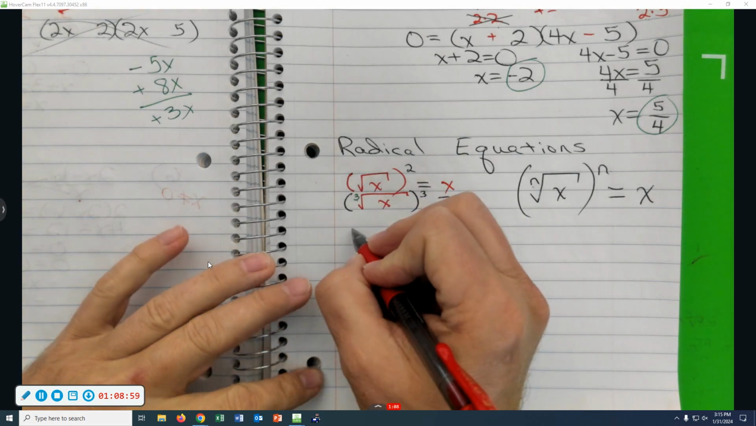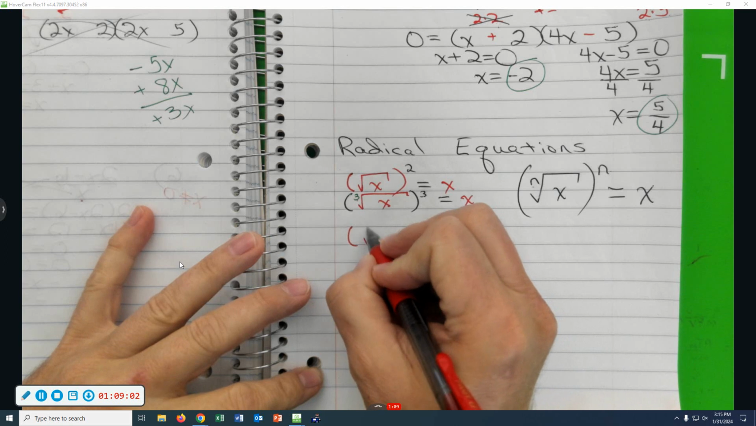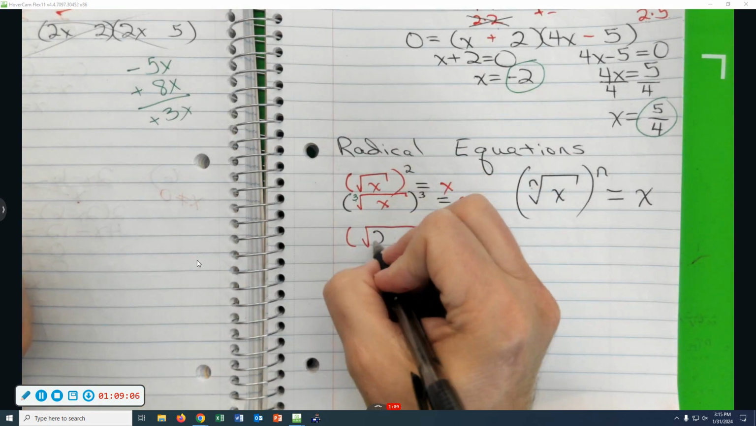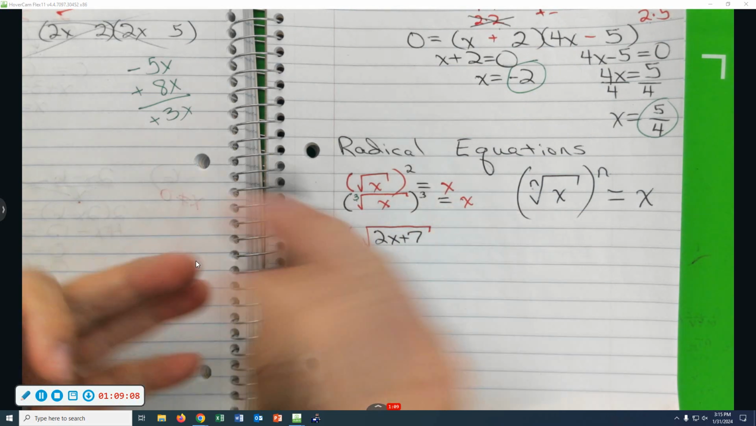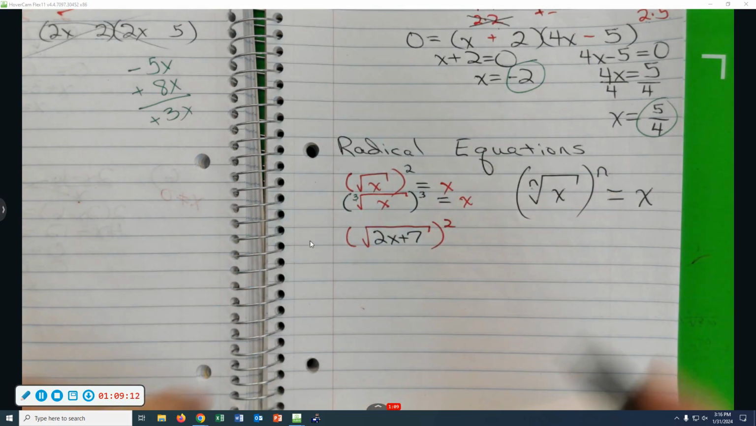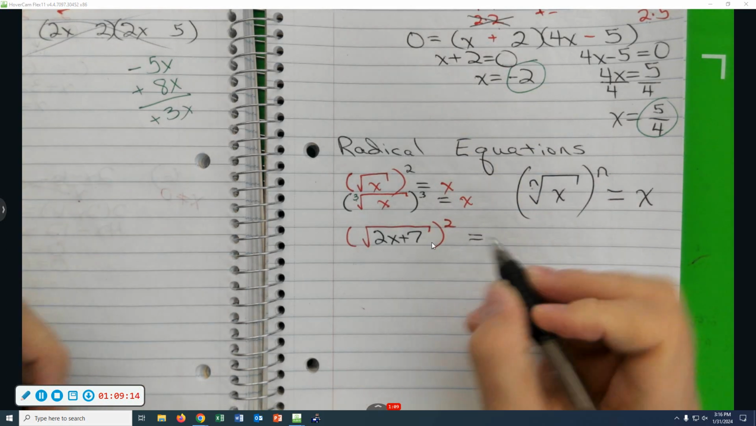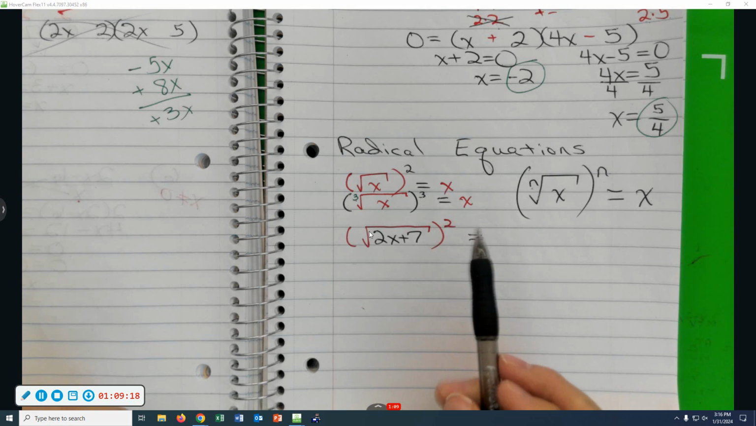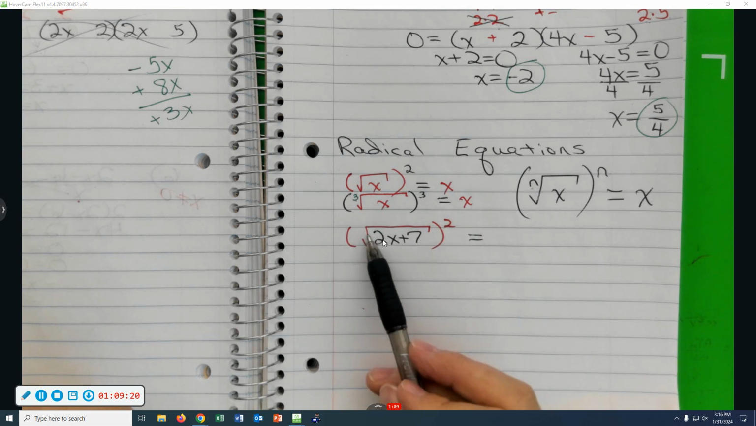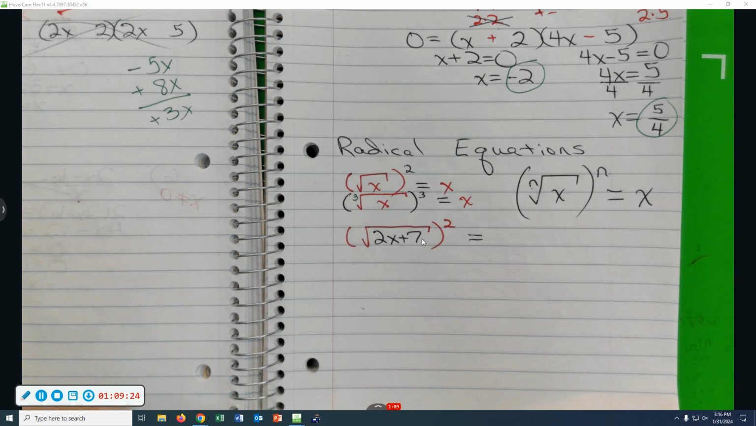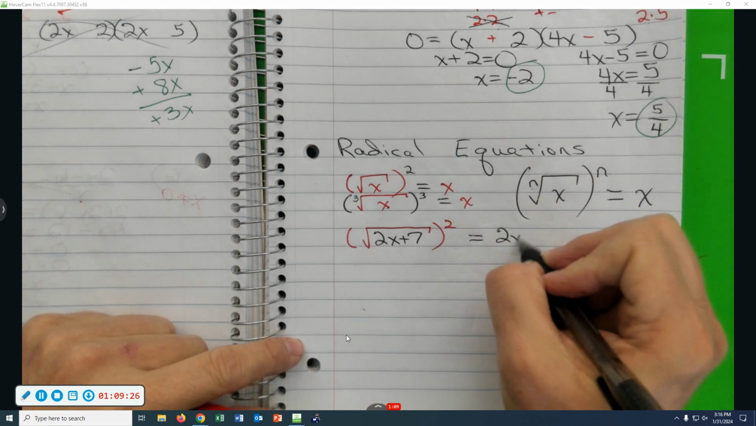If you had something like the square root of 2x plus 7, all being squared. If you have the square root of 2x plus 7 being squared, that square will cancel out that radical, leaving you the thing under the radical, the radicand, just a 2x plus 7.